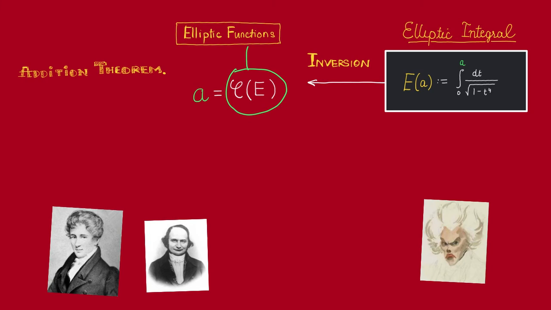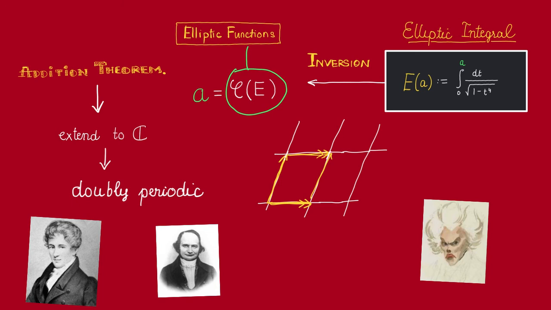This viewpoint turns out to be much more fruitful than Legendre's viewpoint. For example, the addition theorems allow us to compute special values of these elliptic functions and also to extend its domain. In particular, we could extend them to include complex numbers. And while the usual trig functions are only periodic with one period, these elliptic functions, when viewed as functions of complex variables, are actually doubly periodic on the complex plane. So they can be viewed as a function on a torus.